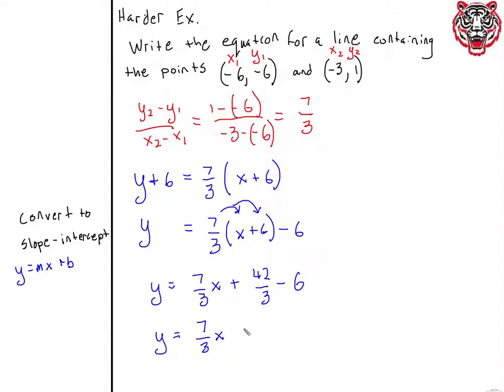So these are both constants. How do we combine like terms? How do we add fractions again? A little bit of review. Negative 6 is the same thing as negative 18 thirds, because this could be over 1. And then you can multiply the top and bottom by 3. So 42 minus 18.